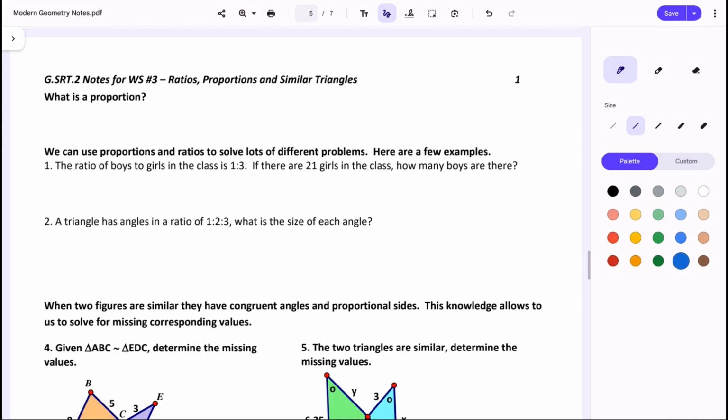You should be on this page here. At the top it says notes for worksheet number 3, and it says ratios, proportions, and similar triangles. So we're still dealing with these similar shapes, but we're going to start talking about how ratios and proportions play into these kinds of problems and how we actually start to solve for maybe things that are missing on our triangles using a ratio or a proportion.